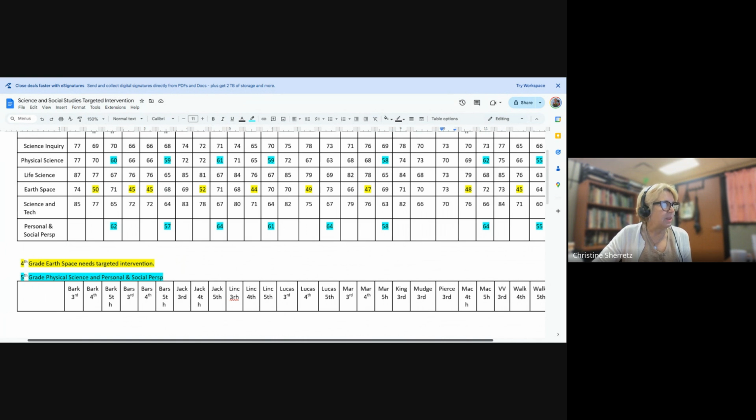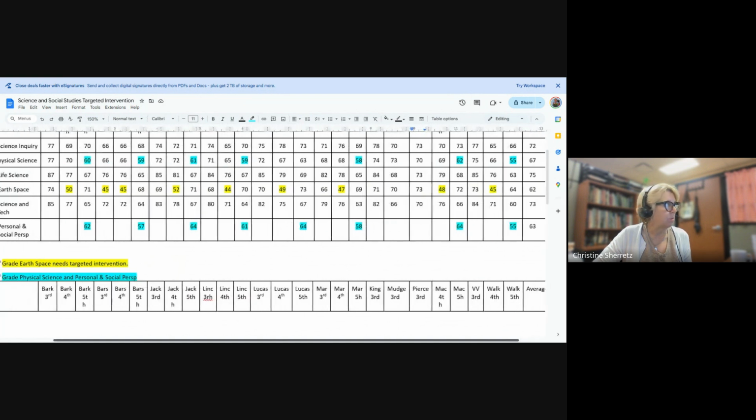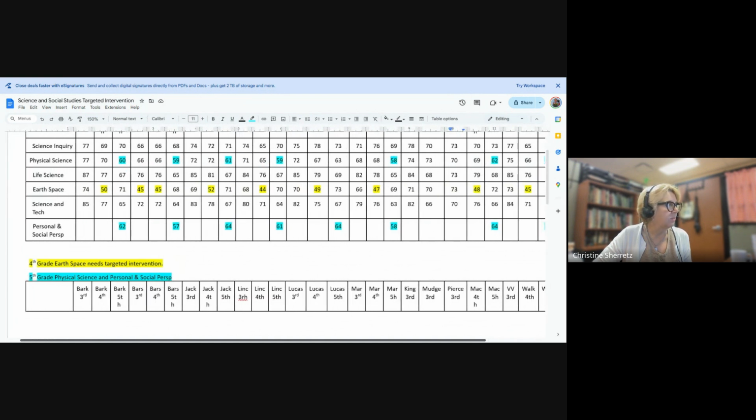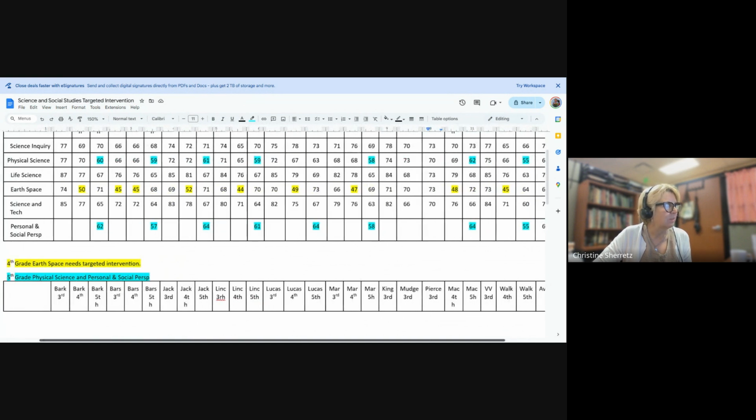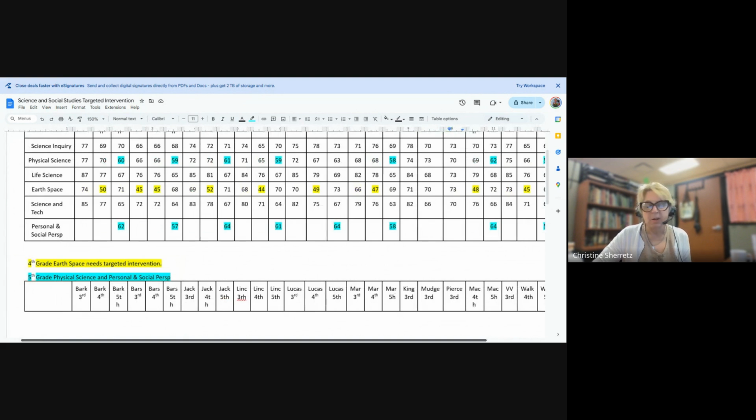So I began to think, okay, why? And it was consistent, earth and space. We were getting very low. And also personal and social perspectives. That wasn't quite as low, but definitely earth and space. So that made me wonder, do we have some gaps in our curriculum? How can I supplement our current curriculum? So you usually start with, in my case, I started with the data.